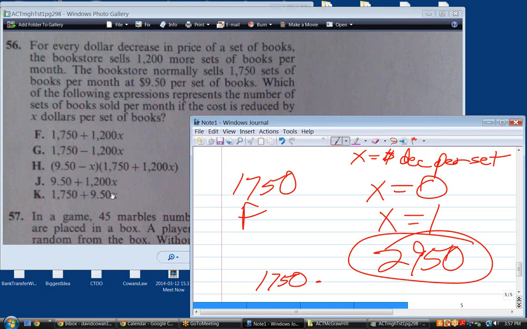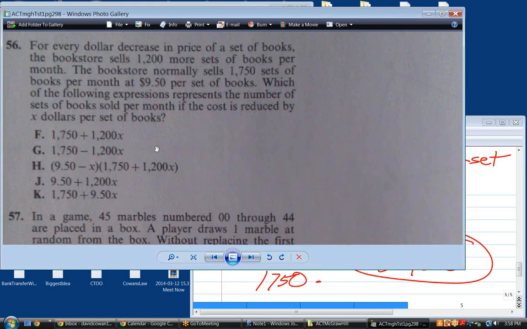So when we pick 1, that rules out G and K. Means F has to be it. And picking numbers by far was the best way to solve that. I could probably go back and, given a couple of minutes, come up with why that's the expression. But as you can see, it's not that easy to come up with that algebraic expression, but it is pretty easy to come up with how many books she's going to sell based on a given X.